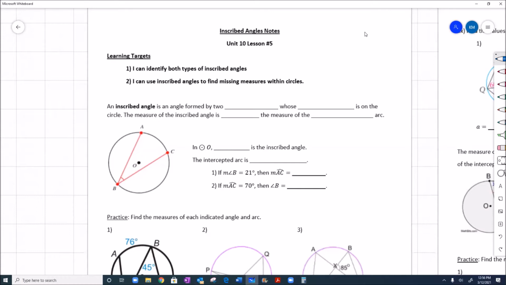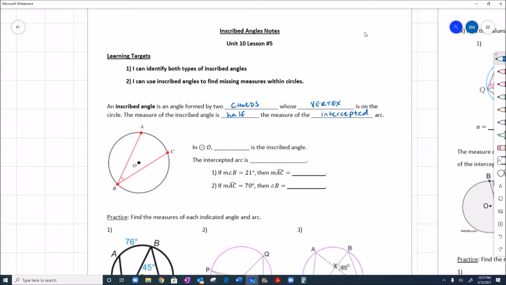An inscribed angle is an angle formed by two chords whose vertex is on the circle. The measure of the inscribed angle is half of the measure of the intercepted arc. Okay, so let's look at some of those terms here and put them into some reality for us.